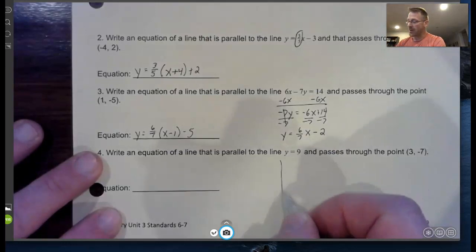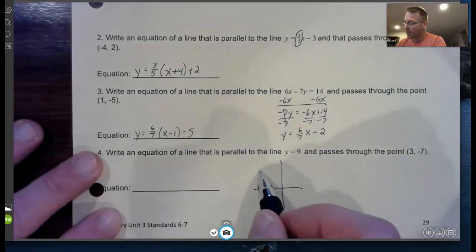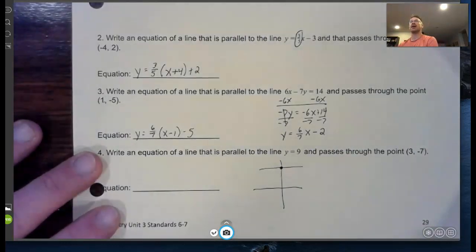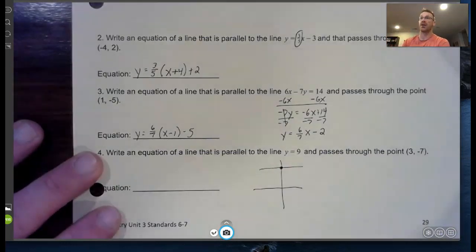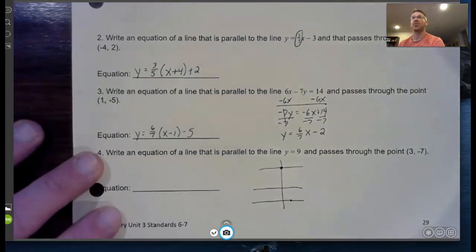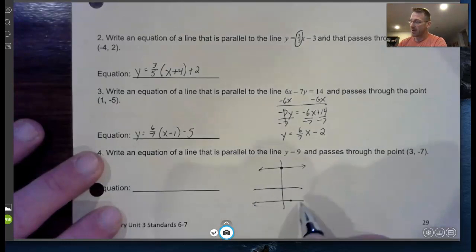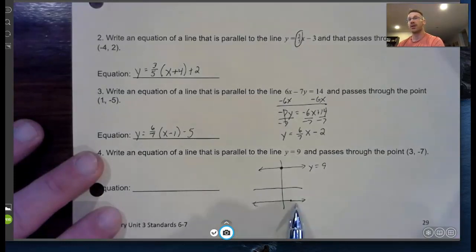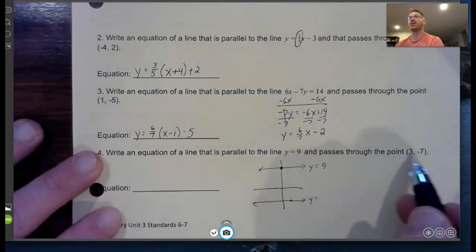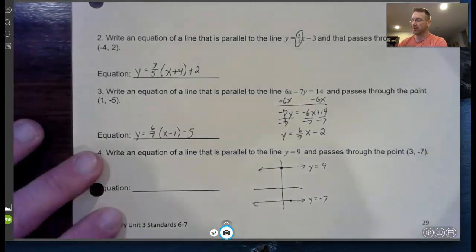If I think about my coordinate grid, y equals 9 is a horizontal line that goes through 9. Now, to be parallel, if I start with a horizontal line, I need another horizontal line. So if I think about the point 3, negative 7, which would be somewhere over here, I need a horizontal line that goes through 3, negative 7, like that. So this is y equals 9. And then to have my parallel line, I need another y equals. And then I look at my point. What does y equal in this point? It equals negative 7. And so there's my equation.